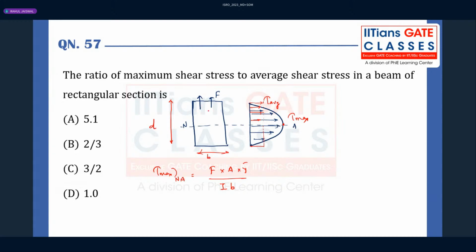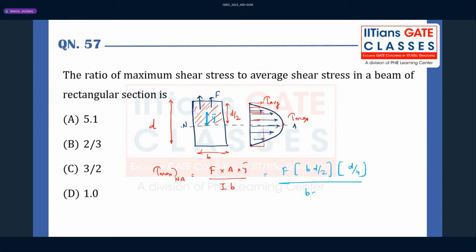Depth of the particular section. The neutral axis will be at the centroid. This is a particular section which I am hatching. Now, if you try to calculate the centroid of this hatched portion, that will be my y bar, and the area of the hatched portion will be b into d by 2. What is the y bar? Y bar is d by 4.